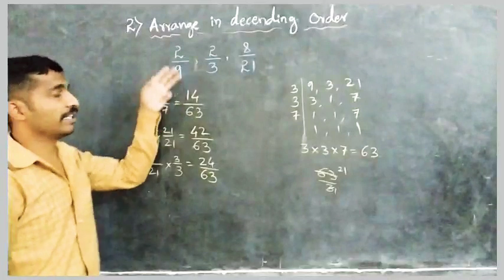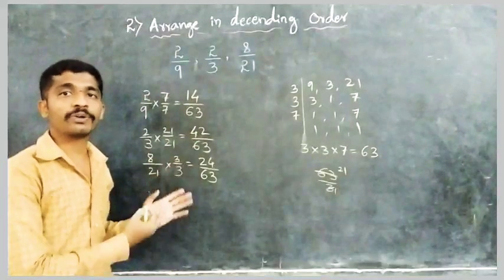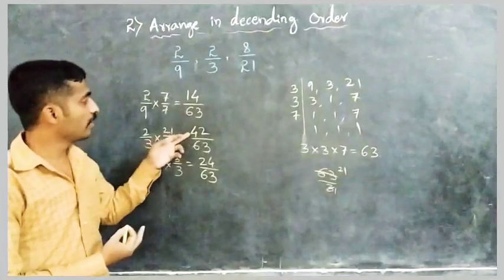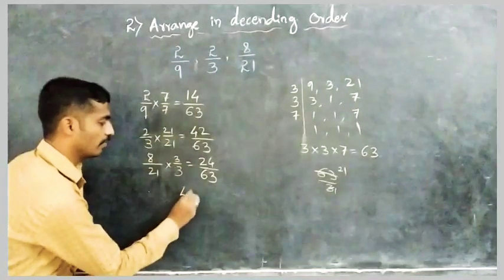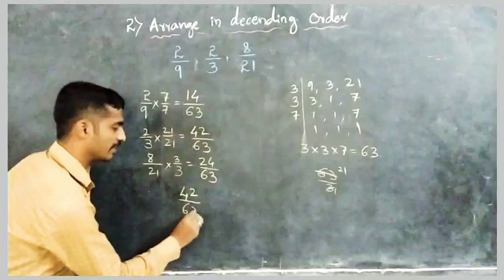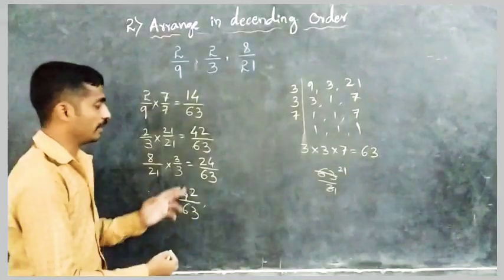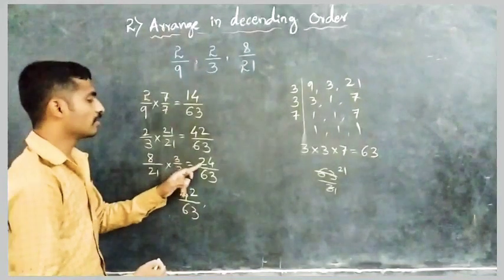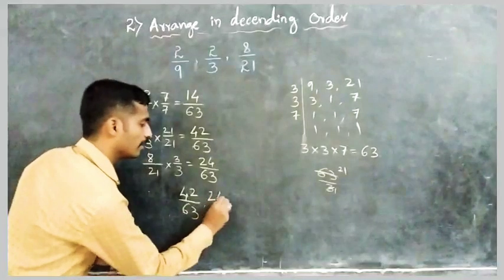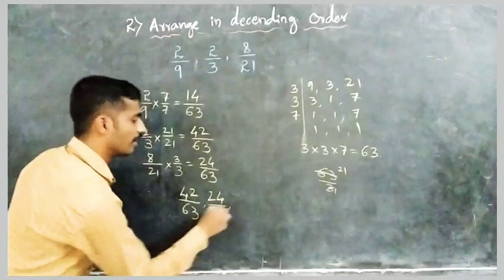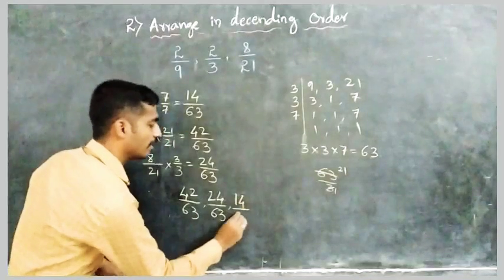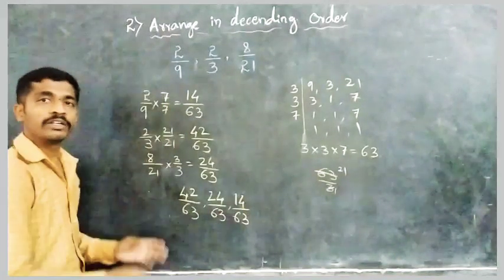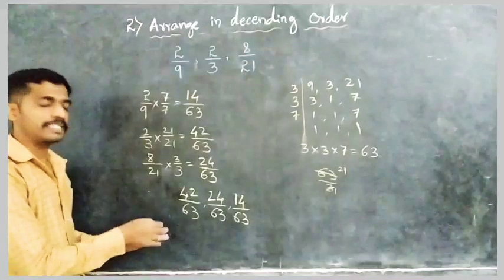Now you check it in descending order. What you have to do? First you have to write the bigger one. Which is bigger here? 42 by 63. So first you write it, 42 by 63. After that, the smaller one. Which is that? 24 by 63. Next, which one is there? 14 by 63. Okay. So now you write them in simpler form.